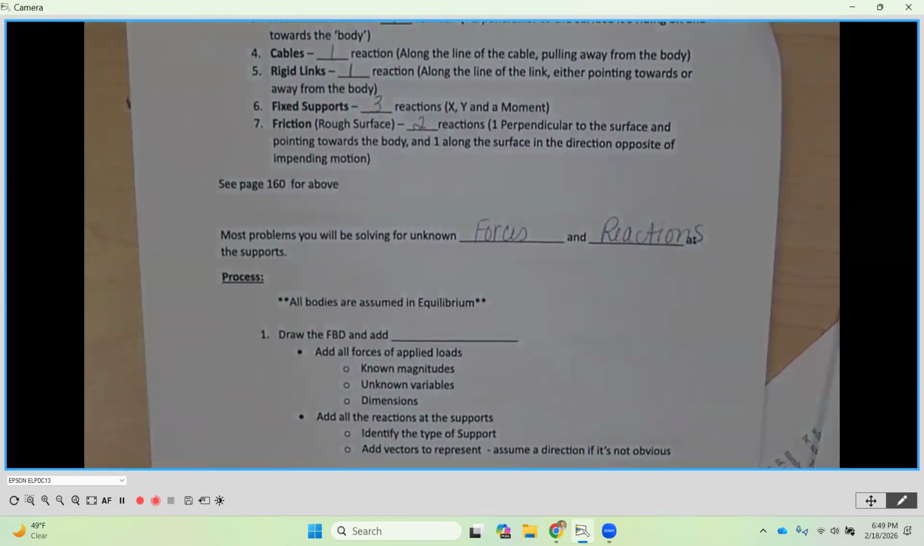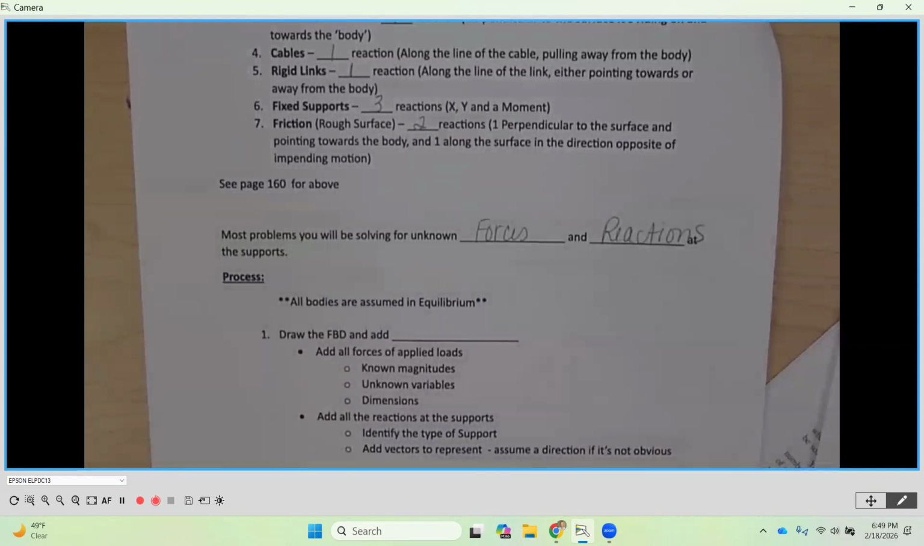You'll be solving for unknown forces and reactions at the supports. A lot of times we know the applied loads, like the ones we've been seeing on a beam. We've got 200 pounds going down at 1 foot over from A. We've got the weight of it that's going to be at its geometric center, going down. But now we know that something has to support those, either on its ends or along the length of the body. Well, what's happening there?